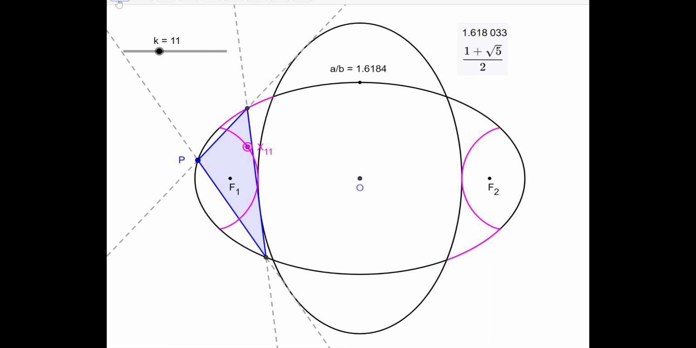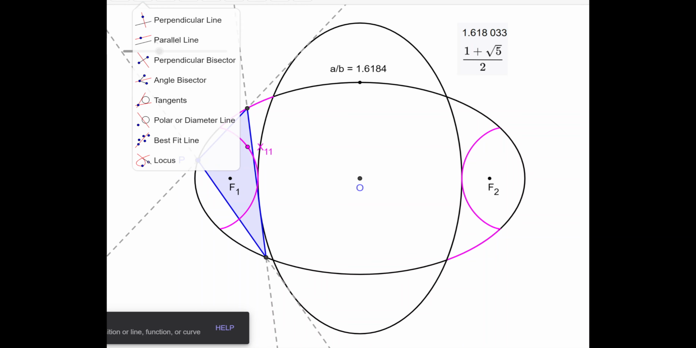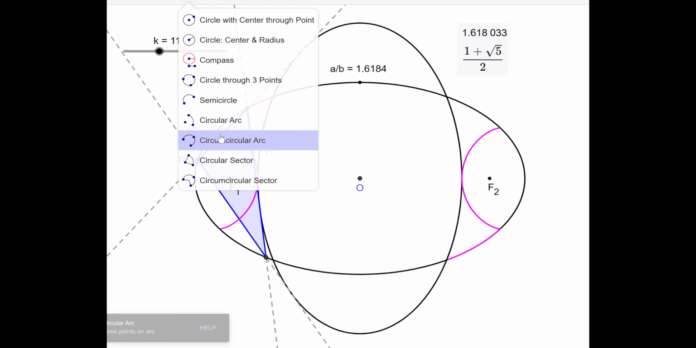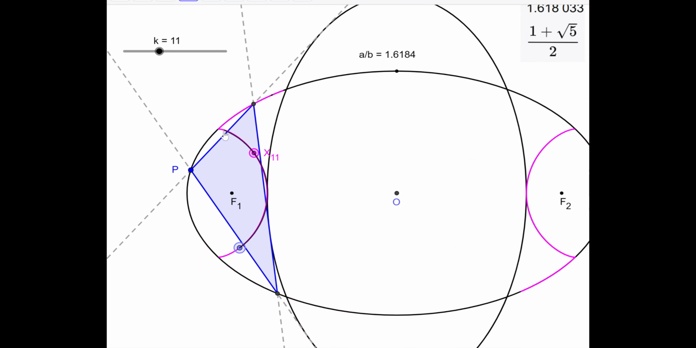Let's go ahead and just do something visual here to see if there is a chance that this is the case. I'm going to go ahead and try to draw a circle through 3 points, or maybe a circumcircular arc, right? Let's go ahead and do this. I'm going to use the point as one thing, and then let's just get another point here on the locus, something like that.